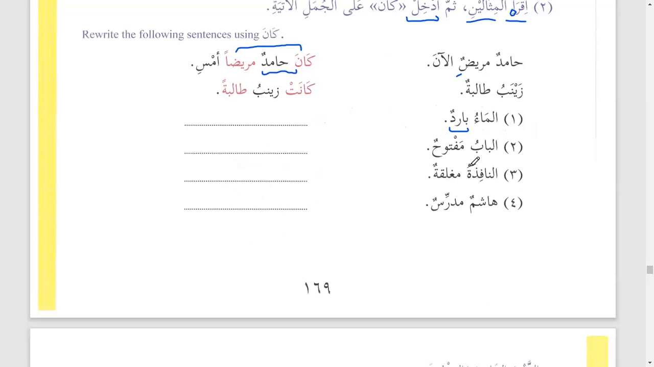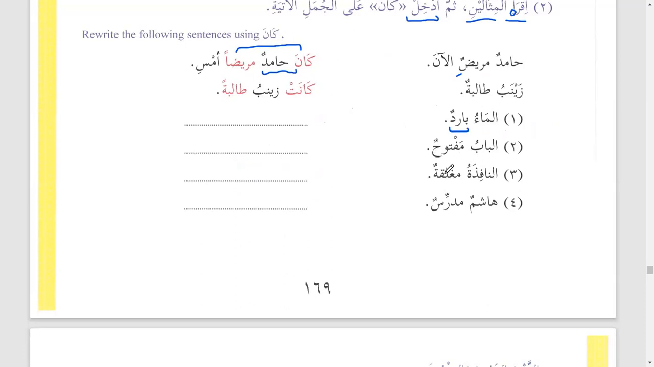Al-babu maftuhun. The door is open. Kana al-babu maftuhan. Excellent. The door was open. So it will change into marfu. Marfu will change into mansub.